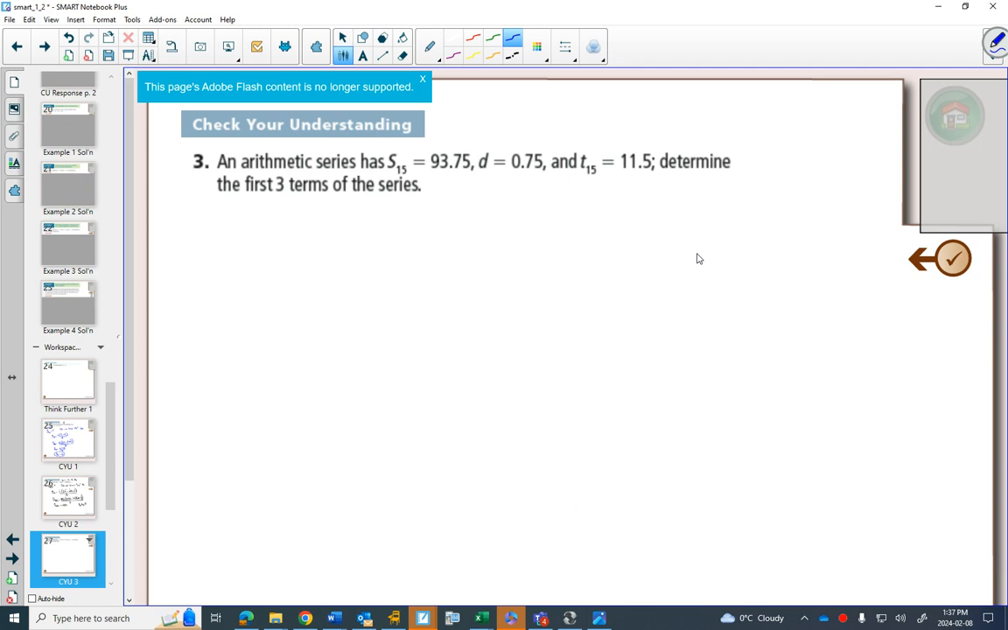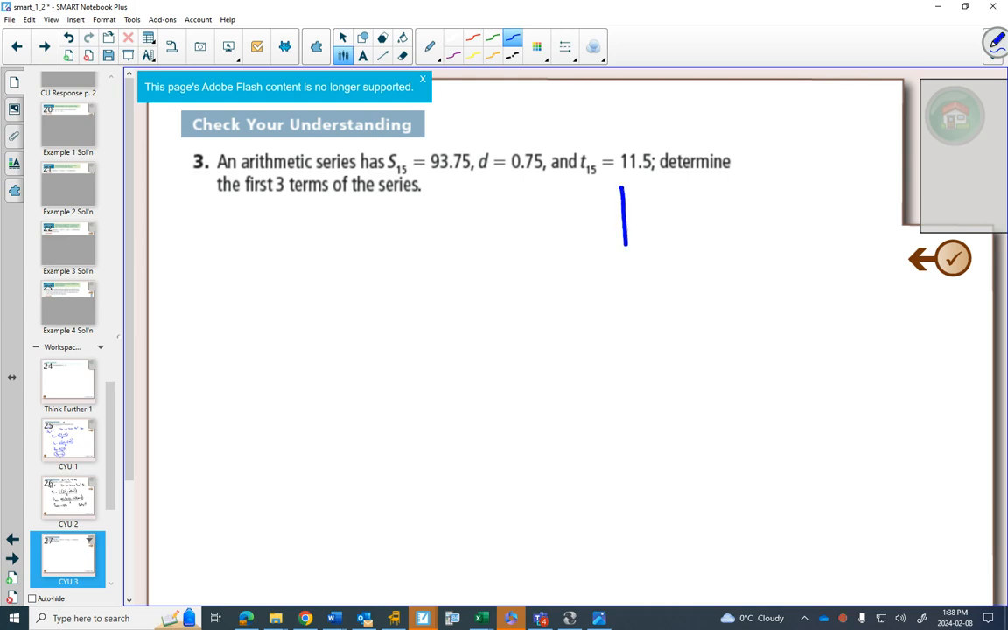So an arithmetic series, it tells us the sum of the first 15 is 93.75. It tells us D, and it tells us T15 equals 11.5. And one of the things that we're going to be doing in a question like this one is you're going to look at your formula sheet.